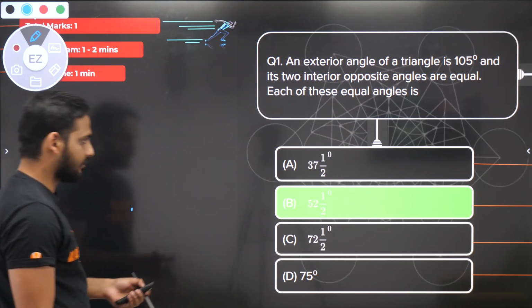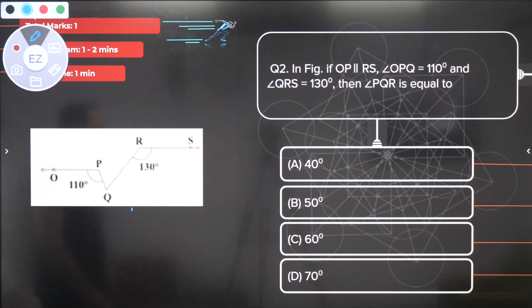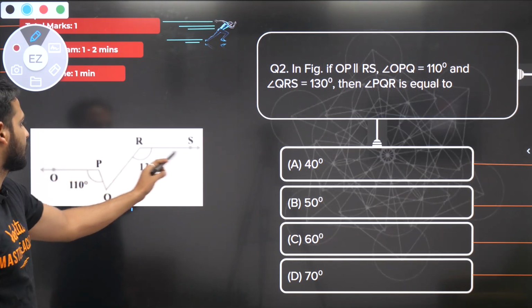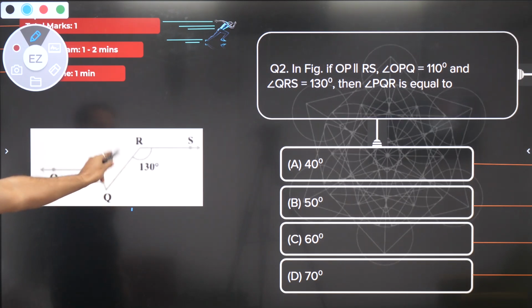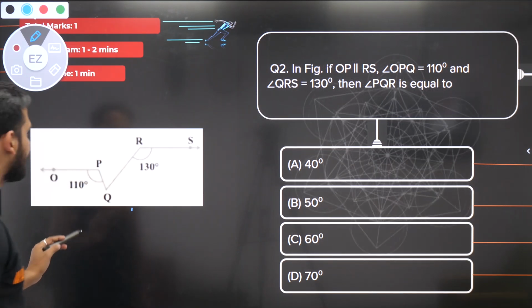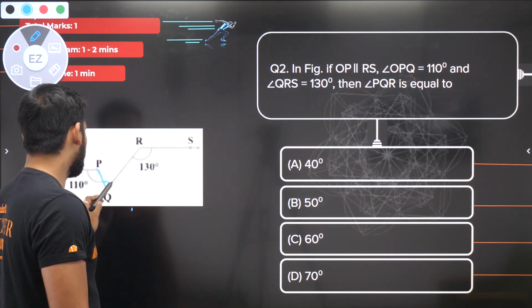The next question we have is this. In this figure, OP is parallel to RS. Angle OPQ is 110. Angle QRS is 130. It is already given. Find out the value of angle PQR. We need to understand what is the value of this angle.